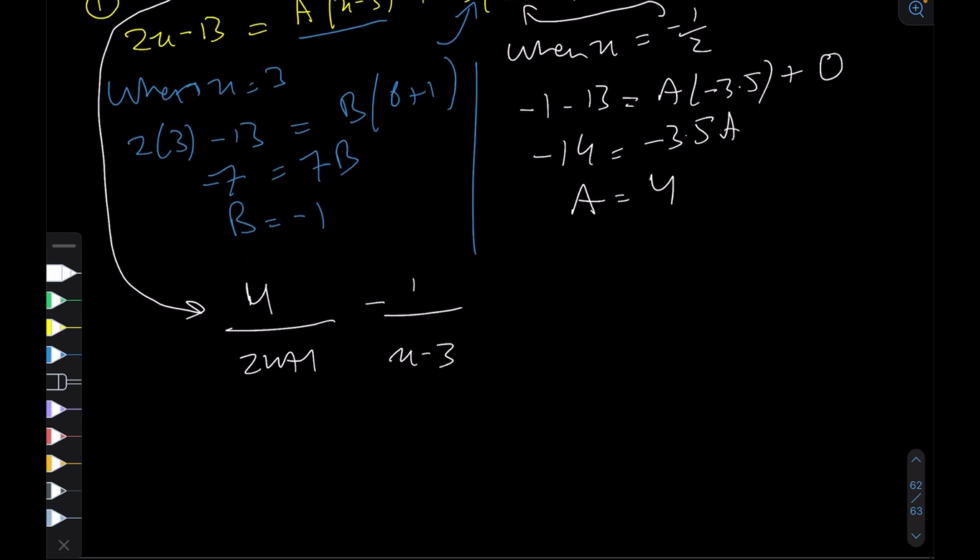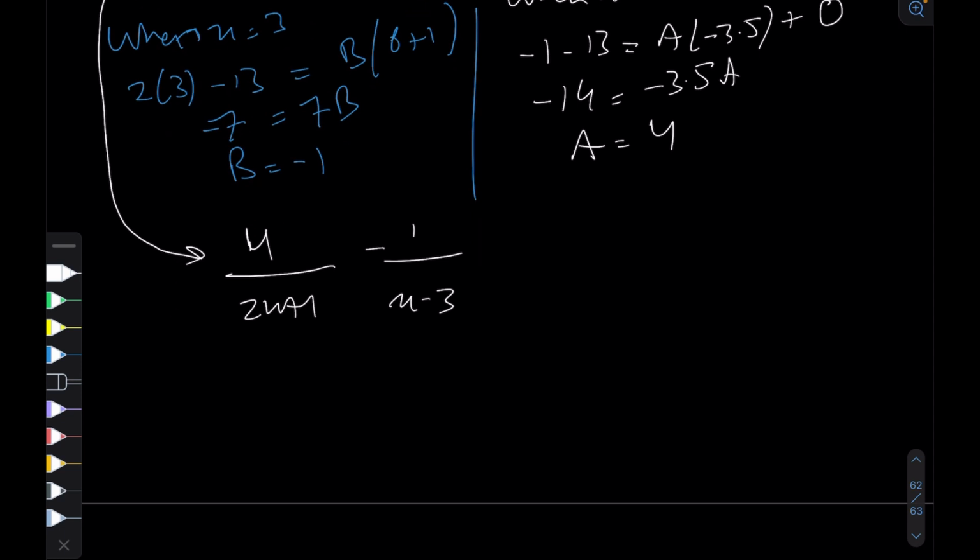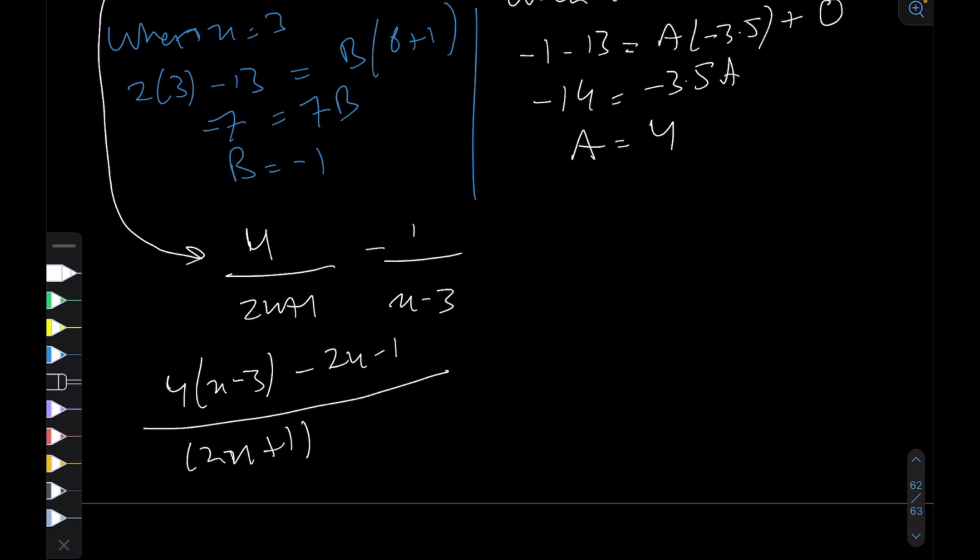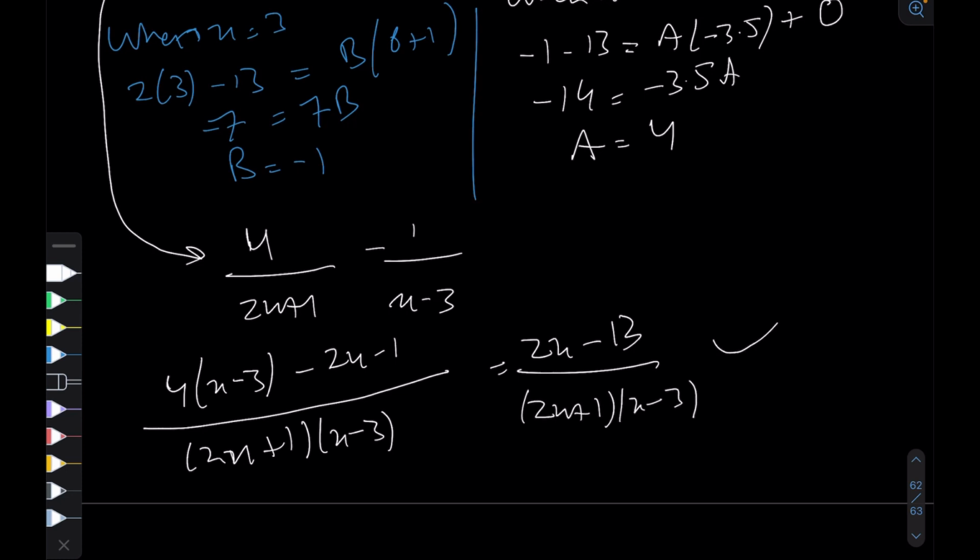Now, of course, one way to check whether your answer is correct or not is simply to go back. So 4 multiplied by x minus 3 minus 2x minus 1, divided by 2x plus 1 multiplied by x minus 3, this should equal 2x minus 13 over 2x plus 1 times x minus 3, and we're back. So this answer is correct.